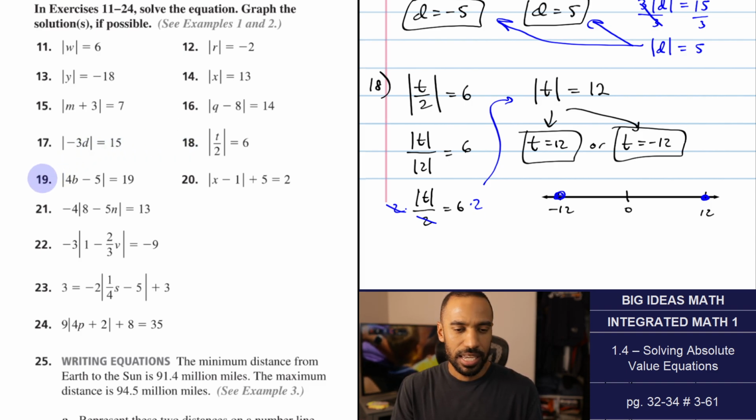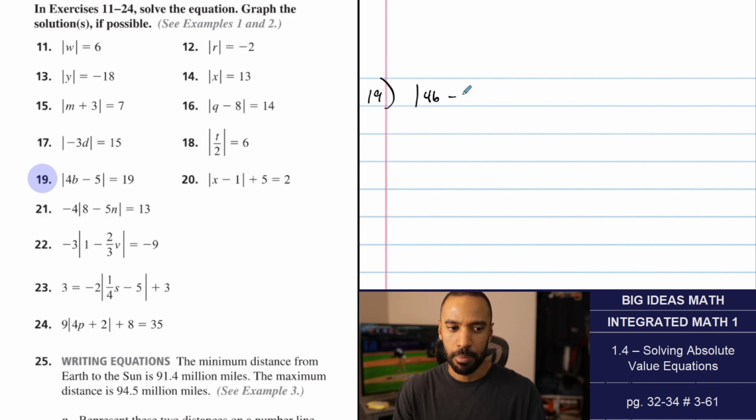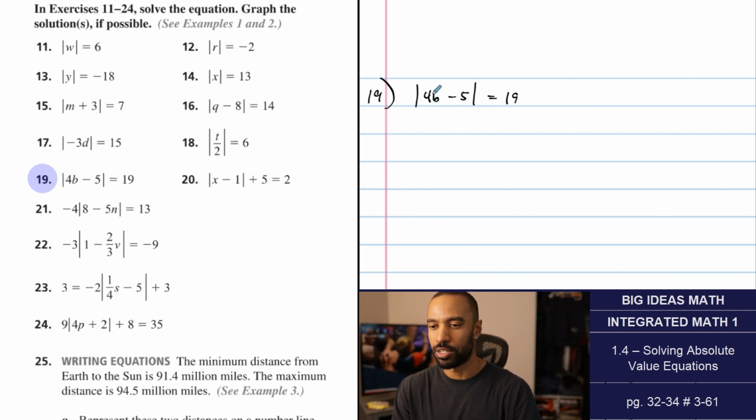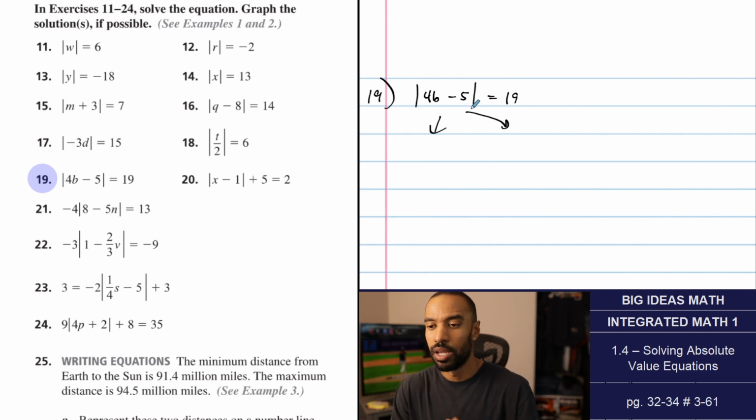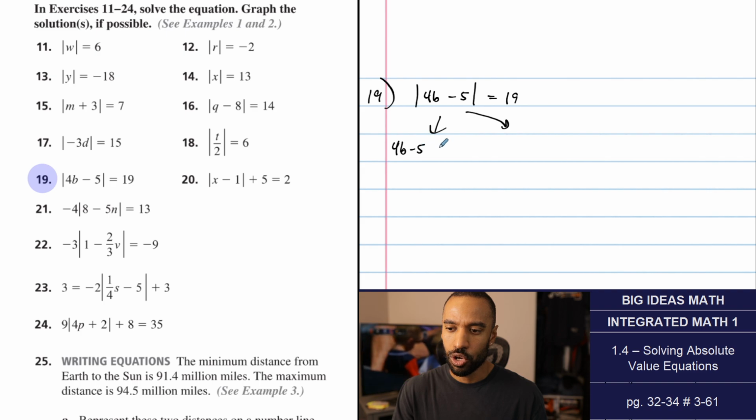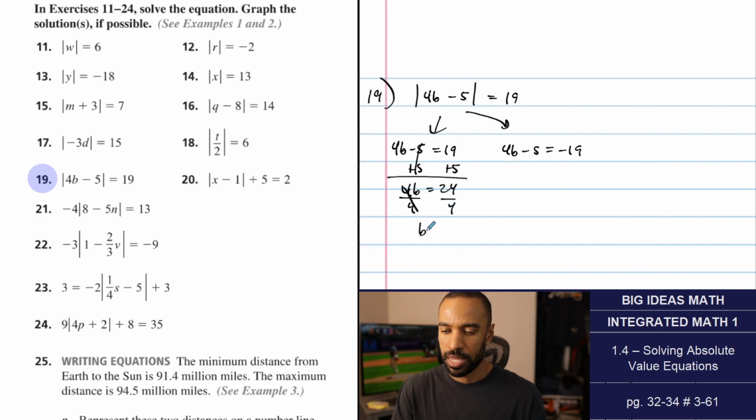All right, numbers 19 and 20. Number 19, we have absolute value of 4b minus 5 equals 19. This is by itself. I don't think that getting that 4 pulled out of here would be good because of the negative 5 there. We'll leave it as is. You have to look into what the solutions are and what the middle value is. It's going to take a little bit more work. Anyway, 4b minus 5, the inner quantity can either equal positive or negative 19. That's our scenario. We will add 5 to both sides to begin with, and we get 4b equals 24. Then divide both sides by 4, and we get b equals 6.